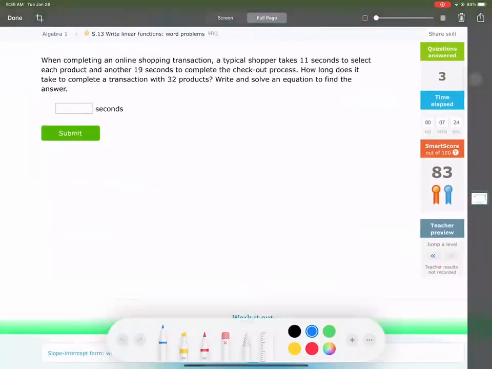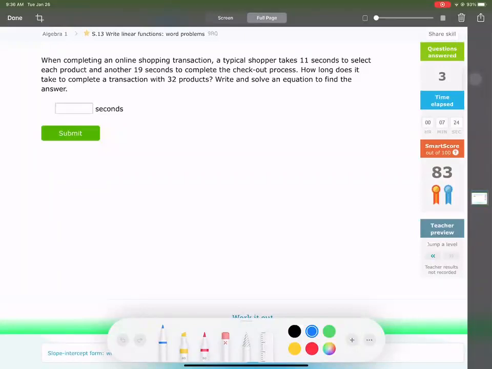When completing an online shopping transaction, a typical shopper takes about 11 seconds to select each product and another 19 seconds to complete the checkout process. How long does it take to complete a transaction with 32 products? Write and solve an equation to find the answer.